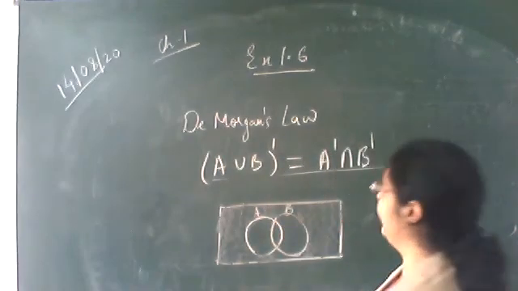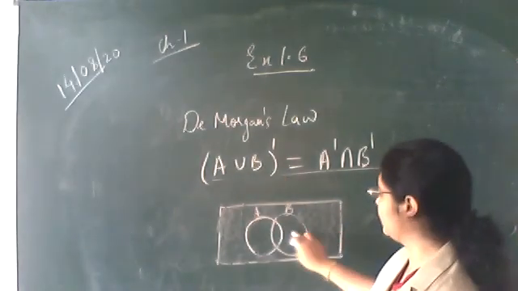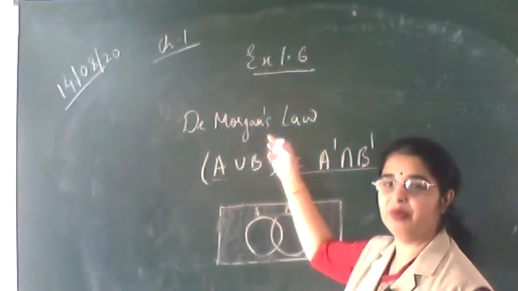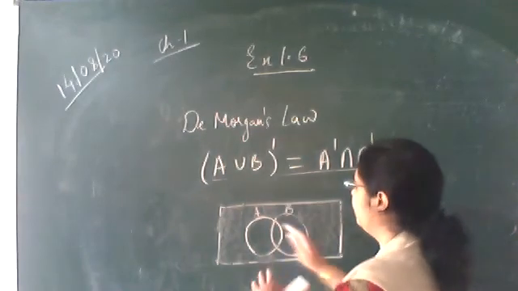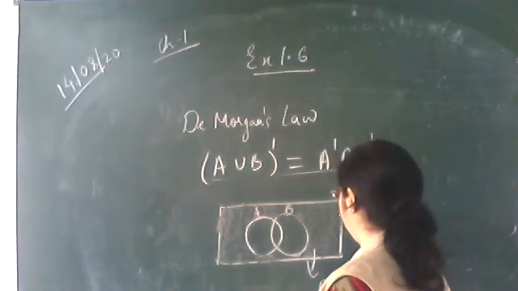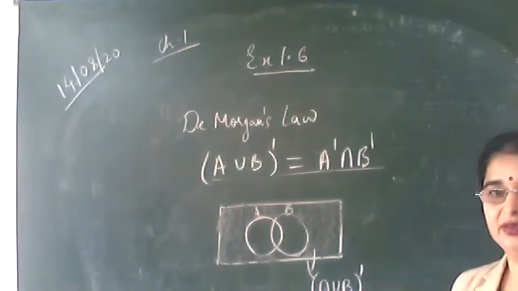First you have to find A union B. What is A union B? Both the circles together are A union B. So A union B complement is what? Leaving A union B, everything else. So this shaded part is A union B whole complement. Is this clear?